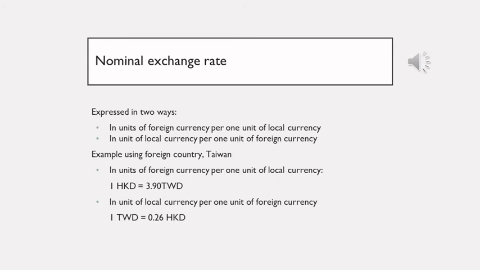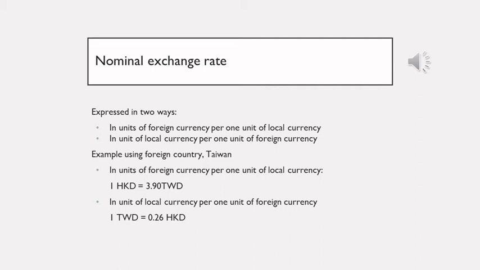To begin with, let's have a brief understanding of the nominal exchange rate. It can be expressed in two ways. The first one is in units of foreign currency per 1 unit of local currency. The second one is expressed in units of local currency per 1 unit of foreign currency. Maybe you will be a little confused, so I would like to explain more by using the Taiwan and Hong Kong exchange rate.